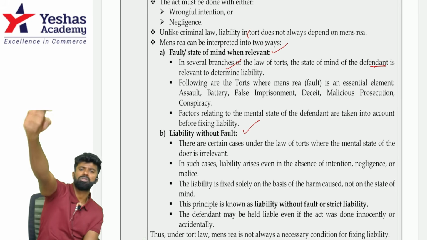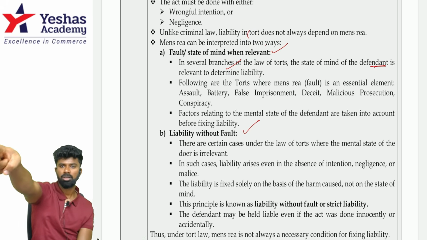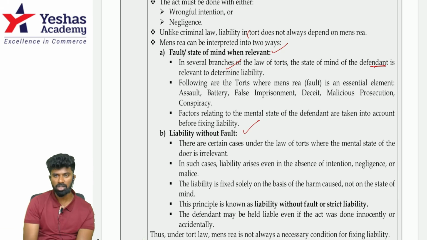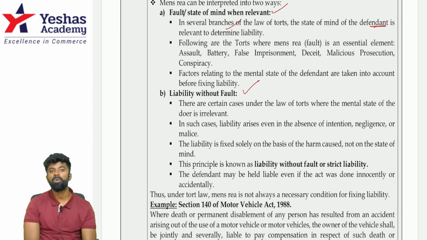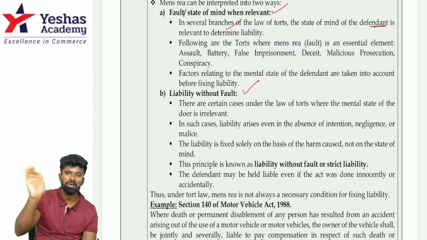Is malicious prosecution a tort? Yes or no? It is called a tort. In these cases, what is important? Guilty mind. Next one. Liability without a fault. Without any what? In these cases, even if you don't have mens rea, it is called a tort.